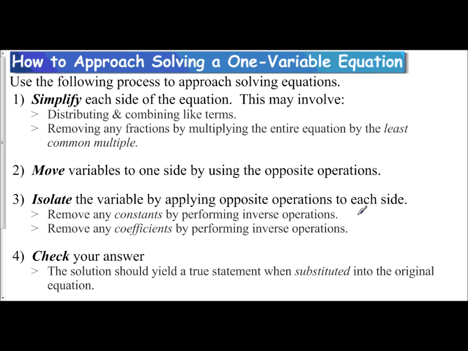Remember, constants are if you have a +5, a -7 at the end. Do those first, and then you remove any coefficients. Remember, coefficients are if they're being multiplied to the variable. So we do the inverse operation, which for the most part you might be doing division. But if you have a fraction for a coefficient, there's another approach you would use.